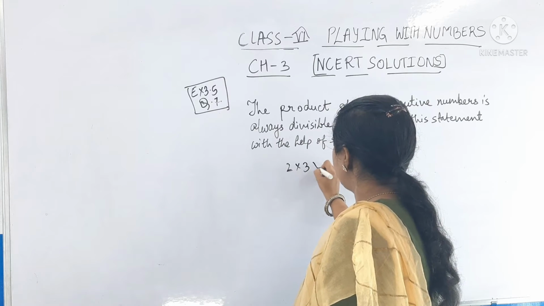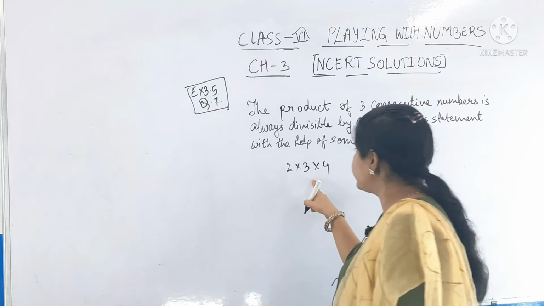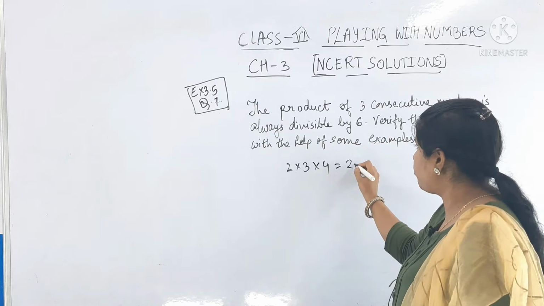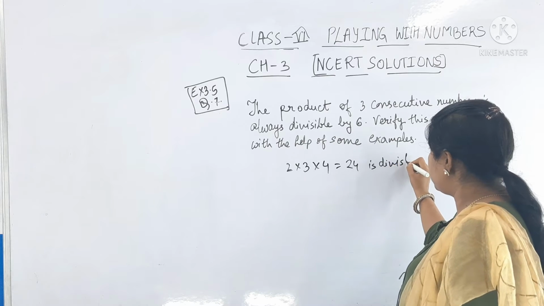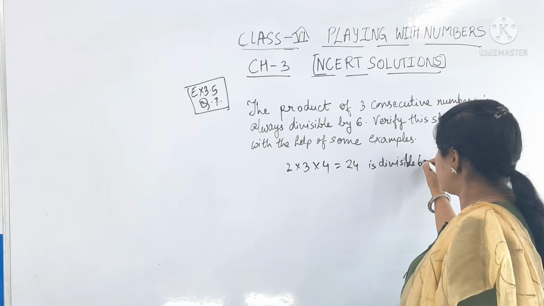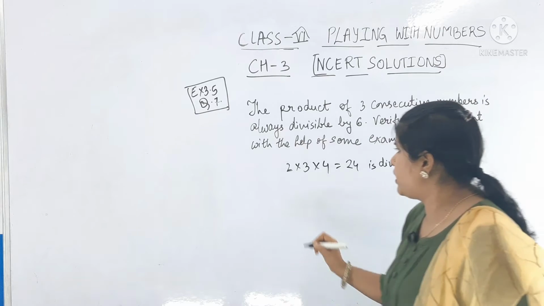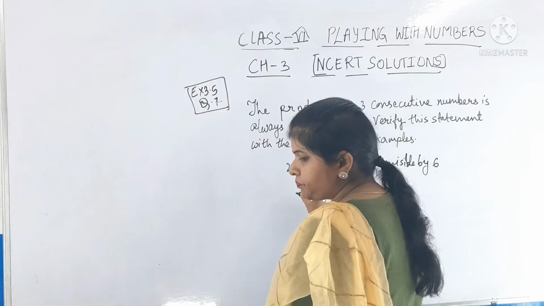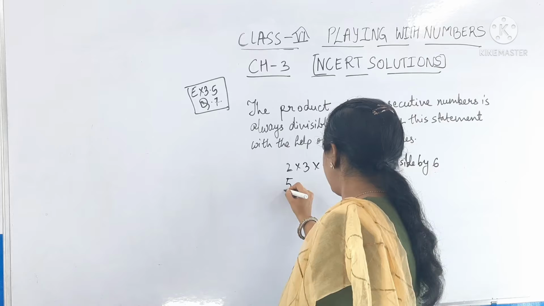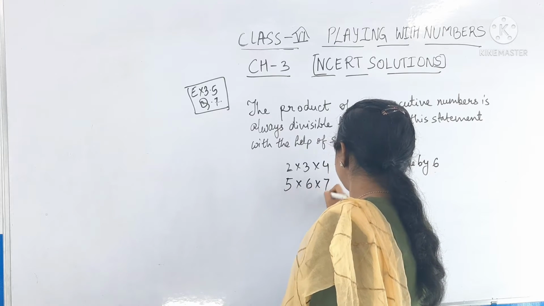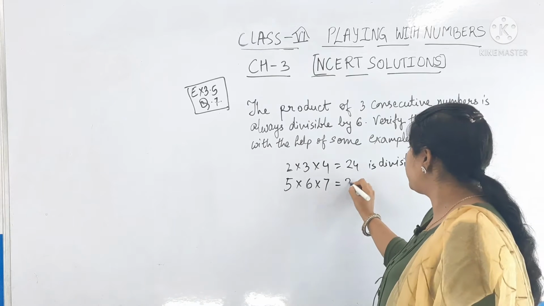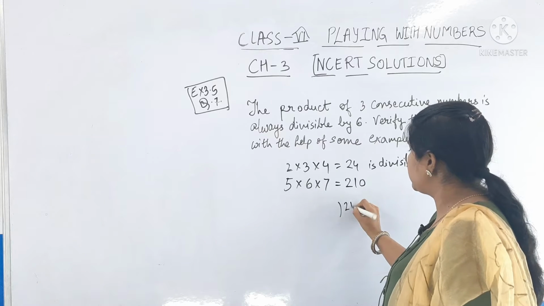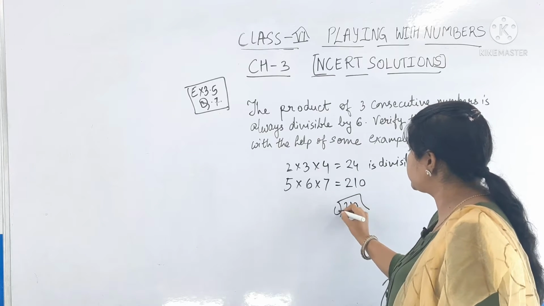2 into 3 into 4. So 2 3s are 6 and 6 4s are 24. That is divisible by 6. Okay, let's take another example. 5 into 6 into 7. So 6 5s are 30 and 30 7s are 210. Now we have to check for 6.